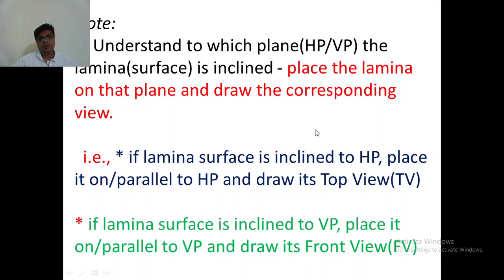This is important, so keep this point in mind. Just observe to which plane the surface is inclined. If it is inclined to HP, make it parallel to HP, or keep it on HP, and then draw the top view. If the surface of the plane is inclined to VP, keep it parallel to VP and draw the corresponding front view.